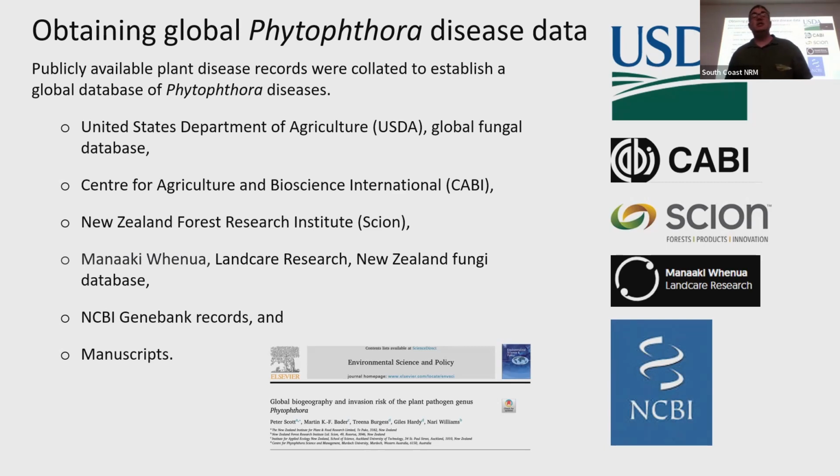We collected information from the United States Department of Agriculture, CABI, the Centre of Agriculture and Bioscience. Got a lot of data from New Zealand Forest Research, Manaaki Whenua Landcare Research. We also got nearly 13,000 disease reports from GenBank, NCBI. We also scoured about 500 manuscripts for disease records that are not in these global databases.